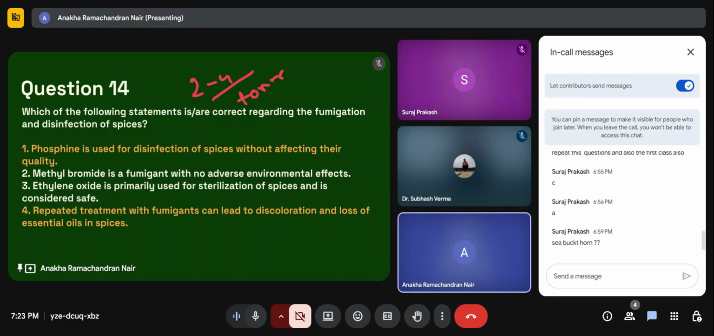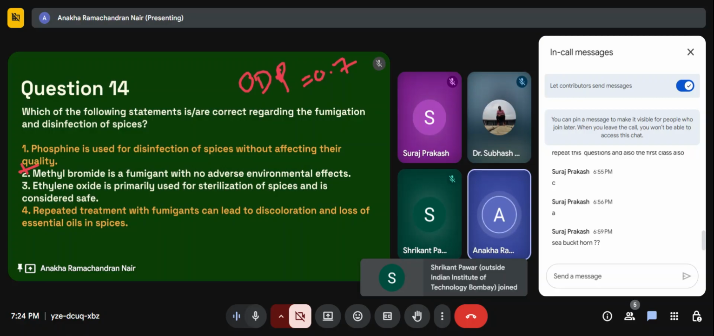Methyl bromide is a fumigant, but it has been identified as causing ozone depletion. Okay, so it has an ozone depletion potential, ODP, of 0.7. That means this methyl bromide is going to seriously deplete the ozone. So that is why this is not used, even though it is a good fumigant.